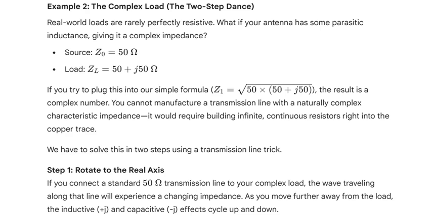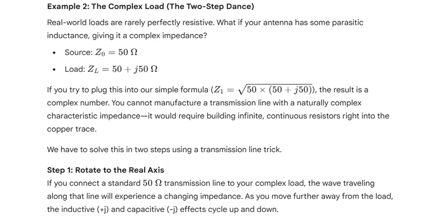If you try to plug this into our simple formula, the result is a complex number. You cannot manufacture a transmission line with a naturally complex characteristic impedance. It would require building infinite continuous resistors right into the copper trace. We have to solve this in 2 steps, using a transmission line trick. Step 1. Rotate to the real axis.